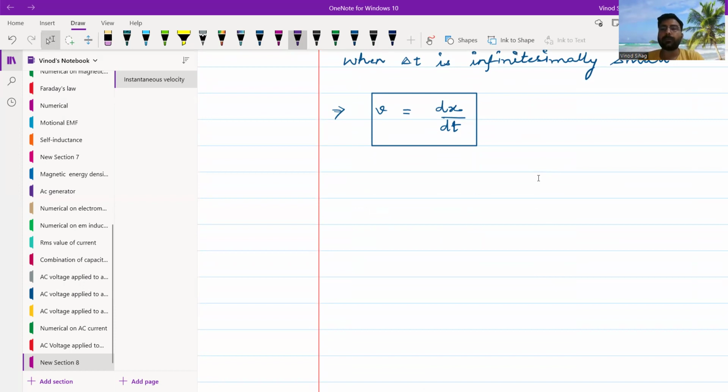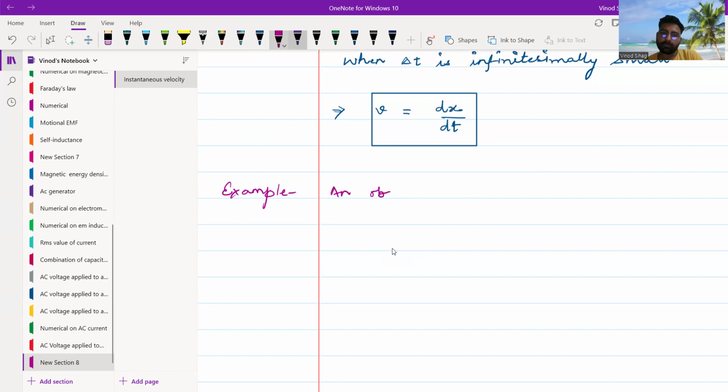Okay, so for getting more into the detail, let's take one example. From that we can understand more about the instantaneous velocity. Let's say, example we are taking.